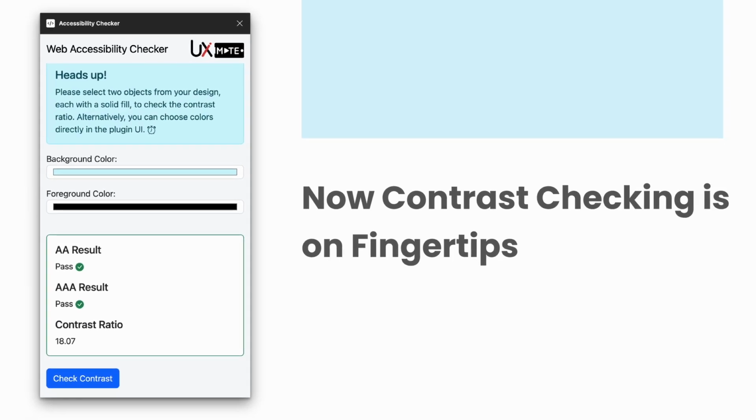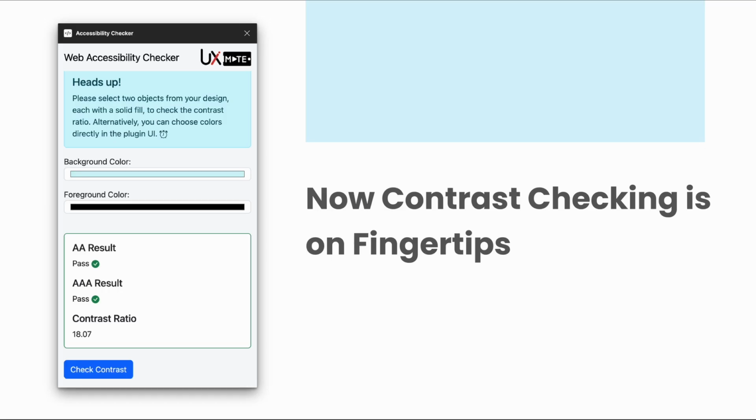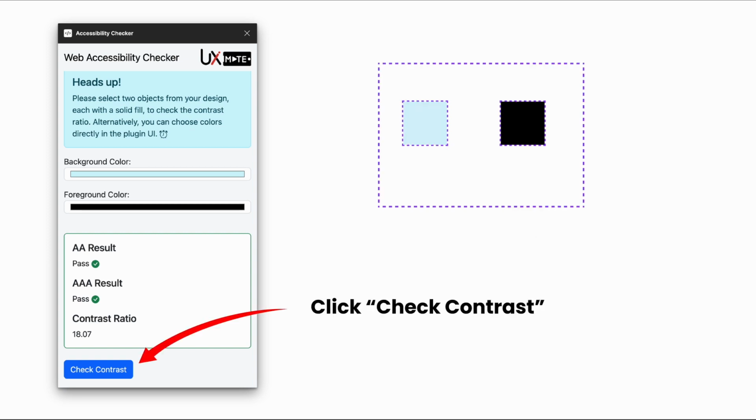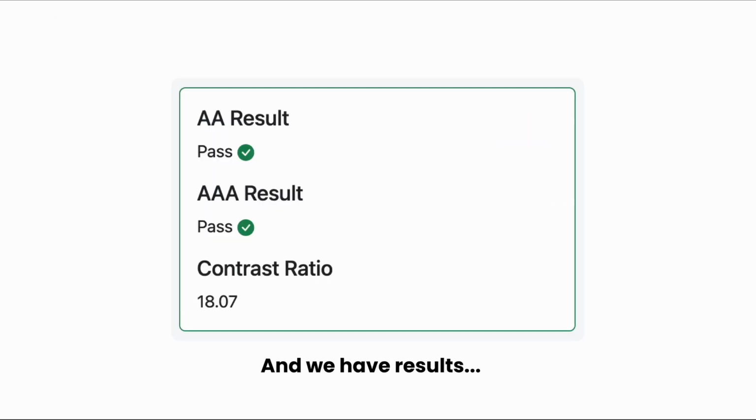Introducing the Accessibility Checker by UXMate, your go-to tool for seamless color accessibility checks right within Figma. With the Accessibility Checker brought to you by UXMate, evaluating color contrast in your designs has never been easier. Say goodbye to the hassle of navigating to external websites or tools. Now, you can assess color accessibility directly from your Figma canvas.